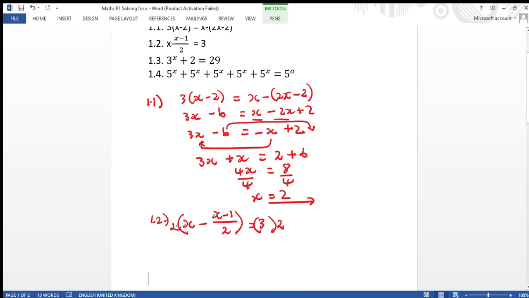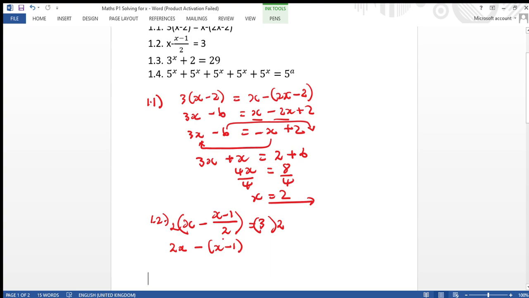So 2 times x is going to give us 2x. 2 and 2 will divide, so that you're going to have x minus 1. Remember, this is not x minus 1 without brackets. This is x minus bracket. This bracket, you must write it.